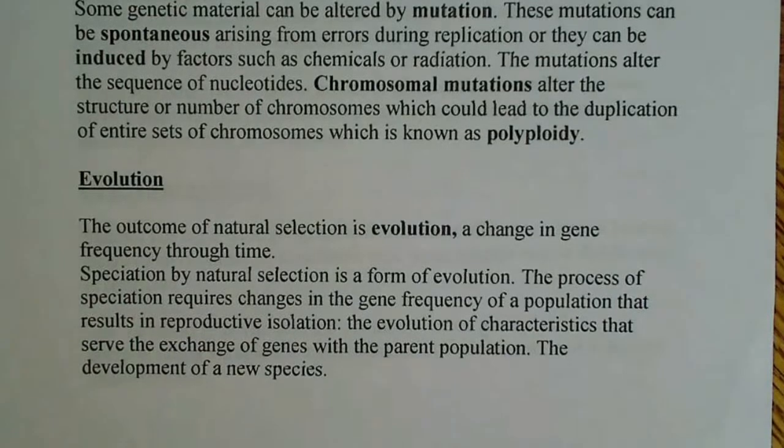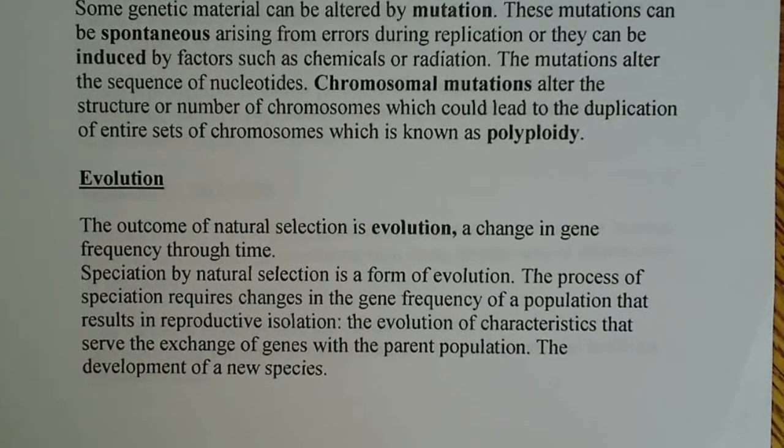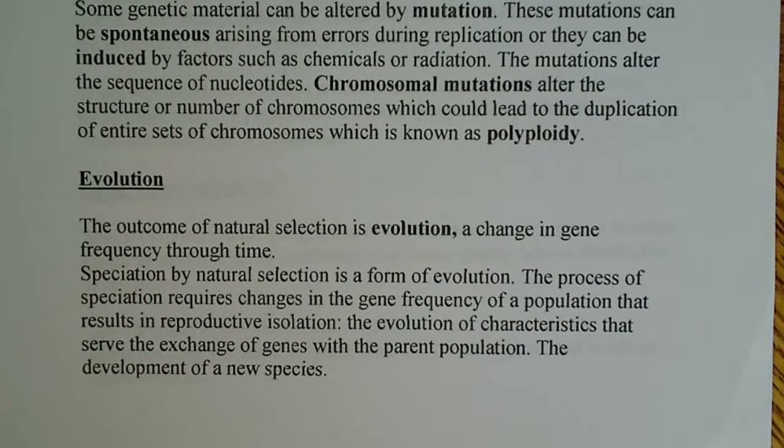So the outcome of natural selection is evolution, a change in gene frequency through time. So that's what evolution is. It's a change in gene frequency through time. And speciation by natural selection is a form of evolution. So the process of speciation requires changes in gene frequency of a population that results in reproductive isolation.